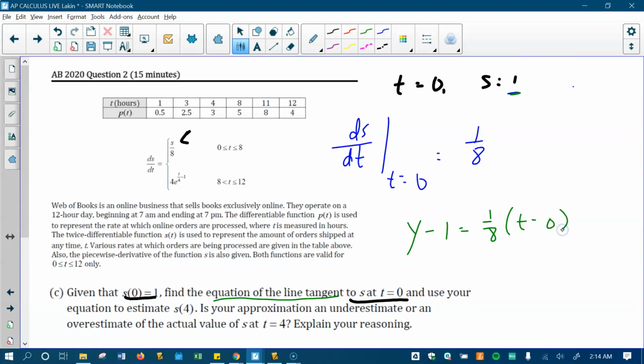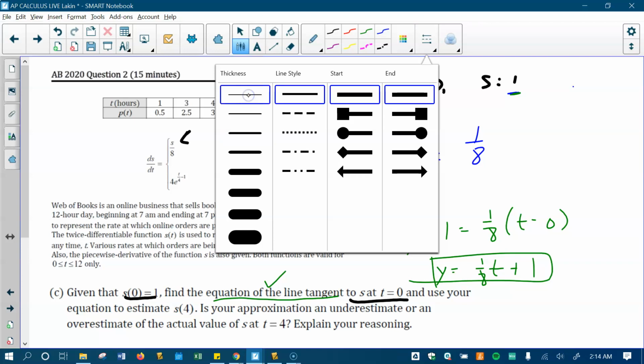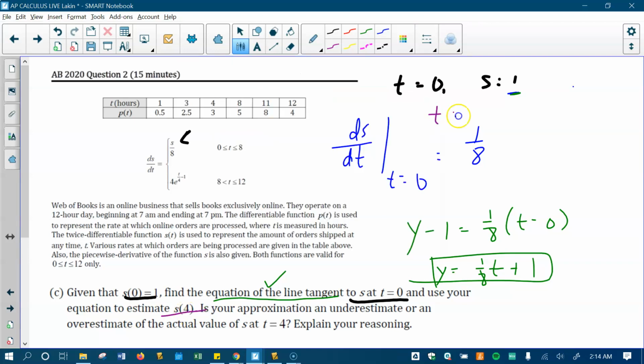So that was kind of silly. We could have just written this as y equals 1/8 t plus 1. Any way you write this is fine. That is your equation of the tangent line. That takes care of the first part of the problem. Now it says use your equation to estimate s of 4. Let's do this in a different color. S of 4 says when t equals 4, what's s equal to? Approximately equal to, because we're going to be approximating.